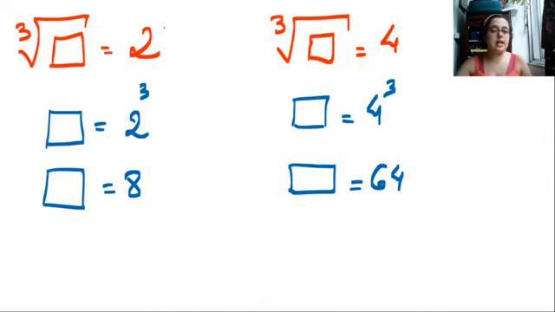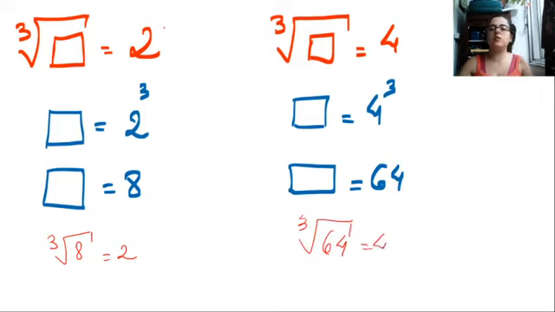Now let's see examples with the cubic root. The cubic root of a square is 2, so I have to take the number 2 and elevate it to the third power. So 2 elevated to the third power is 8. This means that the cubic root of 8 is 2. The cubic root of a square is 4. So the square is 4 elevated to the third power. So the square is 64. So this means that the cubic root of 64 is equal to 4.